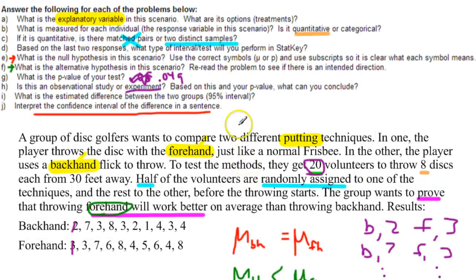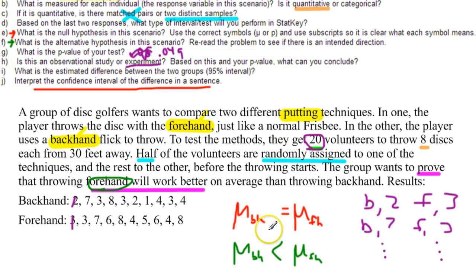So that wraps up this problem. Again, we started with the types of variables we had, what types of tests we were going to do, and set up a hypothesis test with our null and alternatives. We ran it in StatKey to get our p-values. We kept our data to then also get a confidence interval. Skipping back, we used whether it was an observational study or experiment in combination with our p-value to decide what we could conclude about this particular problem.